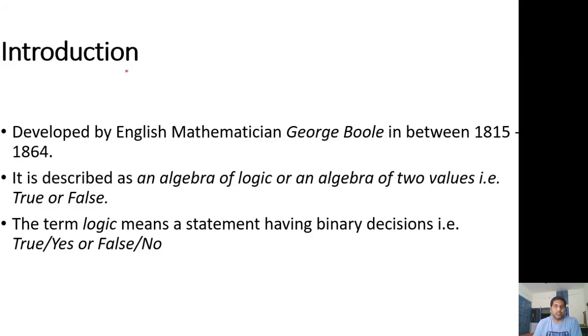Today the first topic is introduction of Boolean algebra. It was developed by English mathematician George Boole between 1815 and 1864. It is described as an algebra of logic, or an algebra of two values, that means true or false. The term logic means a statement having a binary decision, that means true or yes, or false or no.